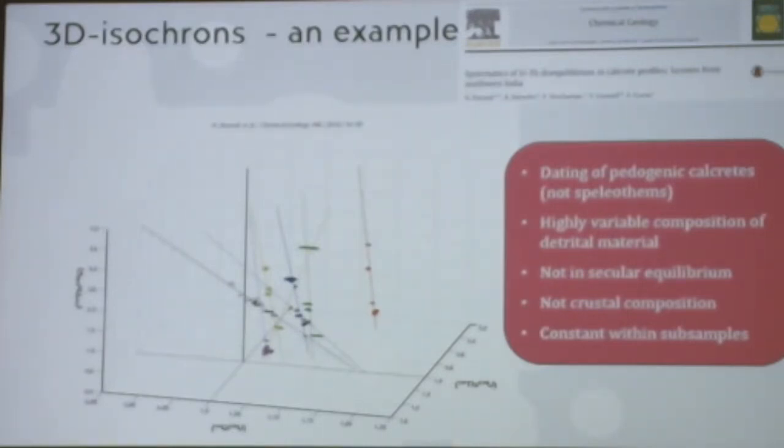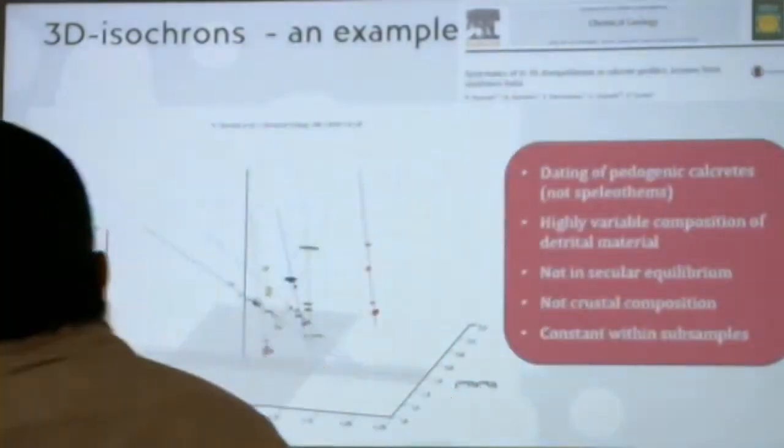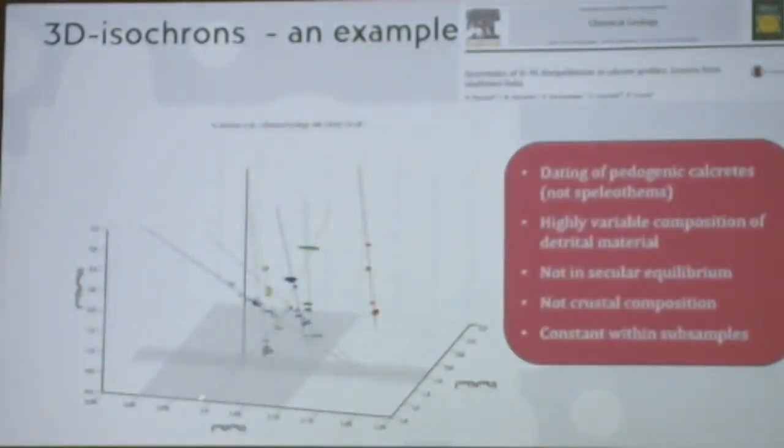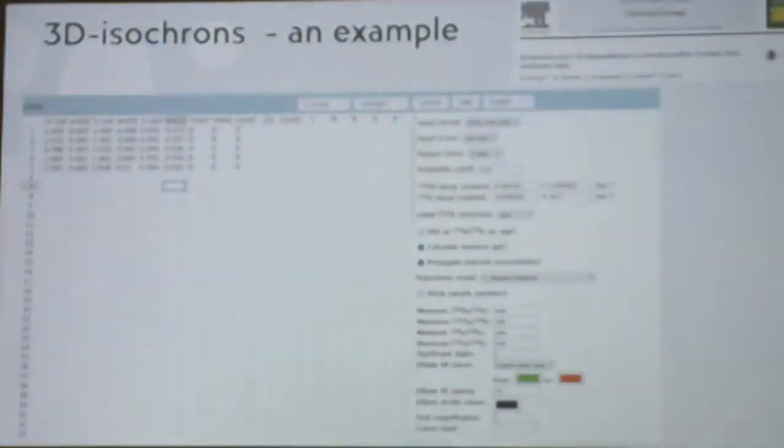So I found this paper by Durand. They're dating pedogenic calcretes, very similar to what we do. They have highly variable compositions of uranium and thorium in detrital material. And you can see how these plots look really nice in a 3D space. These plots are actually quite difficult to make, but they plot really nicely. This is the composition in secular equilibrium. So you can see that some samples of detrital material are definitely not plotting within the fields of secular equilibrium.